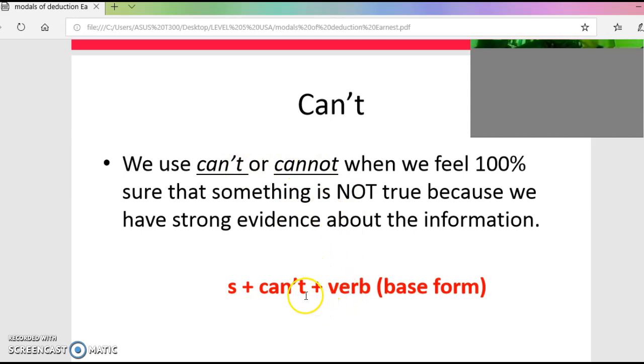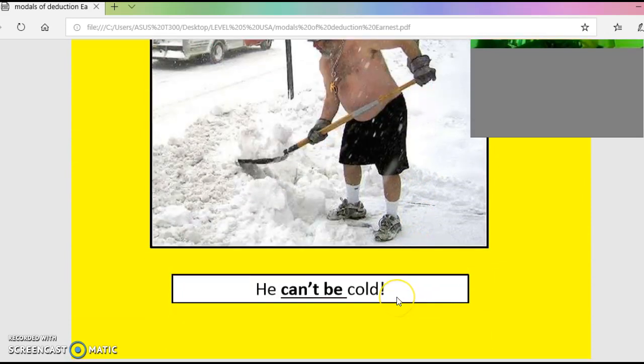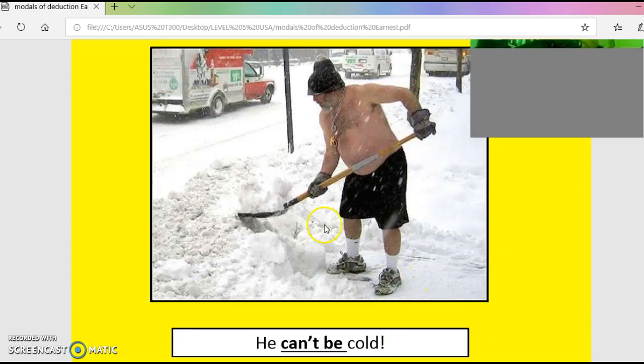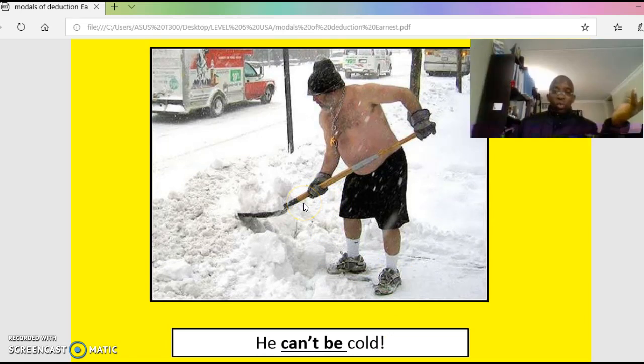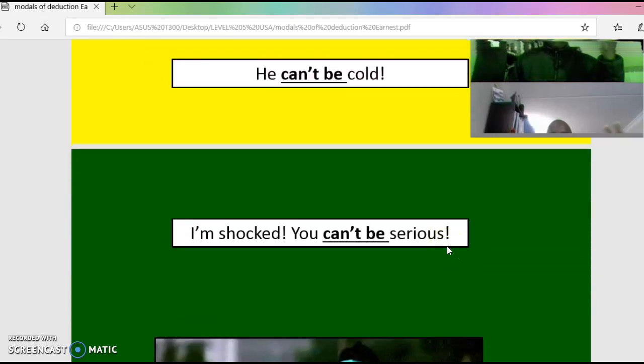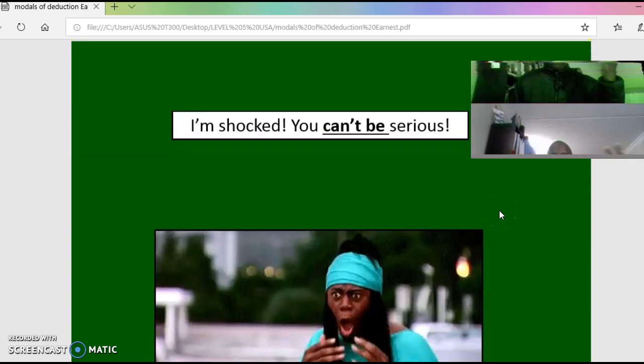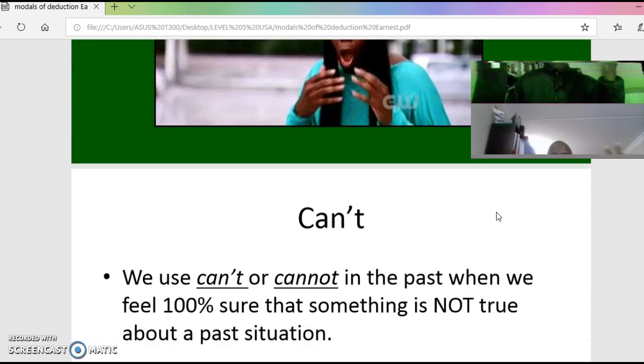Subject plus the verb itself plus the base form. For instance, he can't be cold. Why cold? Because you can see that actually the guy is working very strongly despite the cold, the ice that is there, the snow that's there. The guy is working very hard. Okay, then from there we have another example. I'm shocked, you can't be serious. So in this case, I have strong evidence of that.